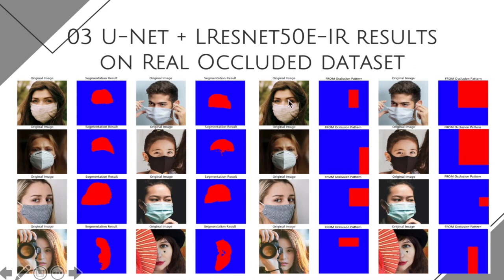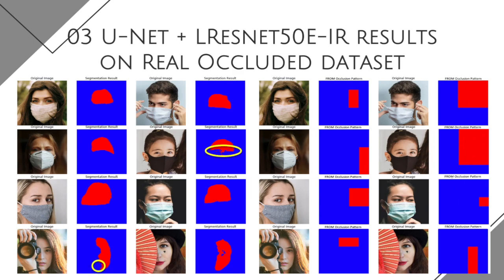However, we can see that when these same real occluded images are passed through the from paper, the occlusion pattern that is detected by it is completely off. We can see that none of the feature masks are actually able to capture the right location of the occlusion. Therefore, we can conclude that the existing method does not perform well on real occluded datasets.